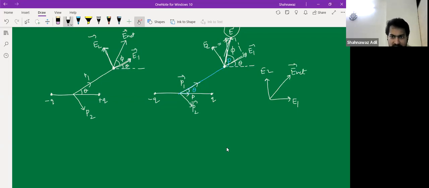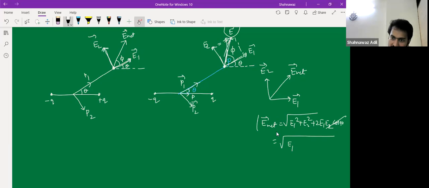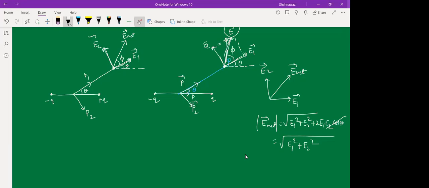Vector algebra. You guys have forgotten. E net squared is E1 square plus E2 square plus 2 E1 E2 cos of 90. So this cancels, and we have simply E1 square plus E2 square. Am I correct, guys?